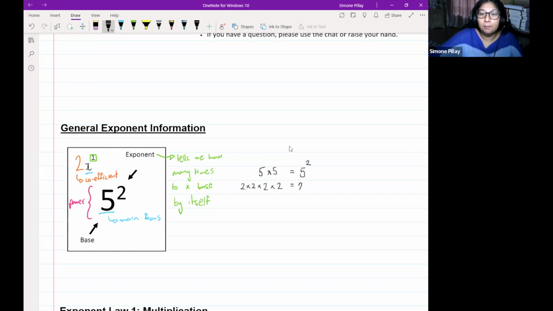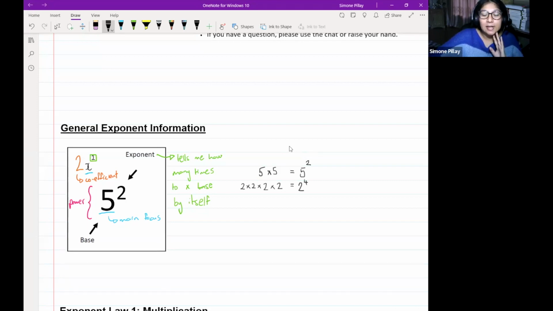We're going to have a base of 2. Well, how did I know 2 was my base? Because that's the number that I'm multiplying by itself. And to the power of 4. Why? I multiplied 2 by itself 4 times. So that's great. Now, let's look at something a little bit trickier.